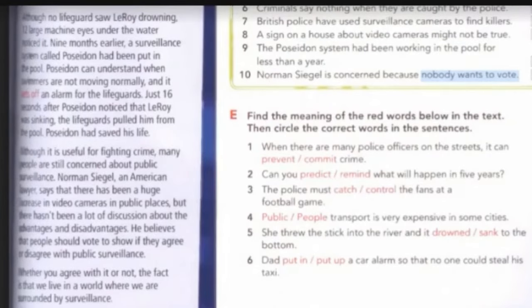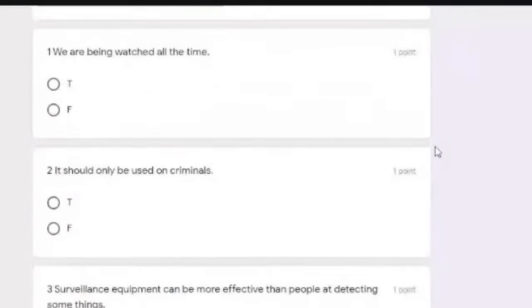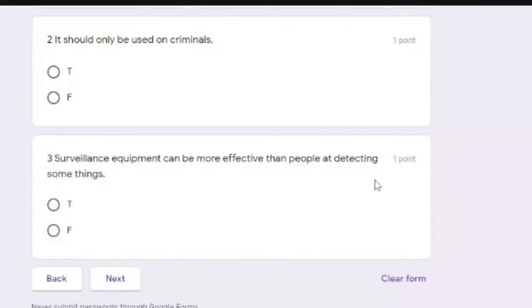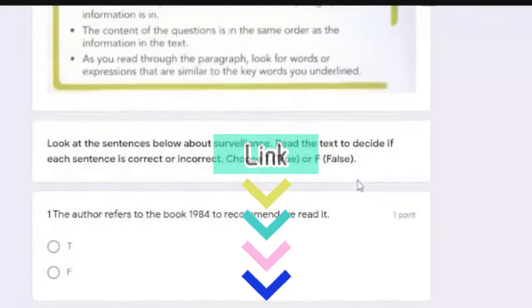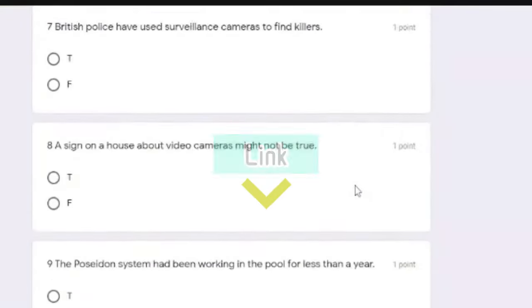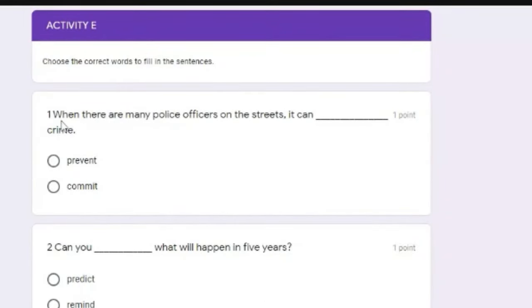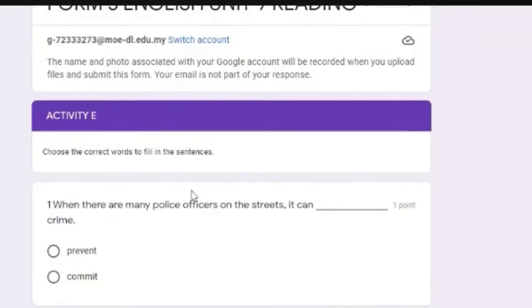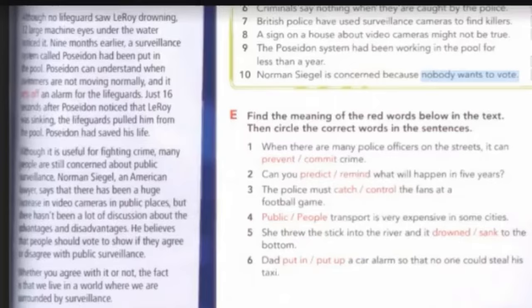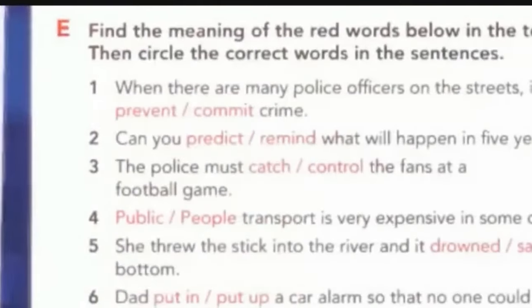Okay, so you can do this. You can answer all these questions in your Google form. These are all the questions that we have discussed just now. Activity E, you choose the correct word to fit in the gap in the sentence. I give you 3 minutes to do it. And then very quickly you type your answer in the chat. This is activity E, this part.